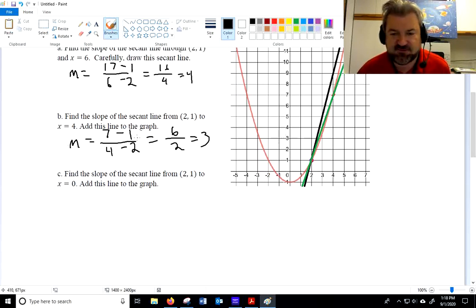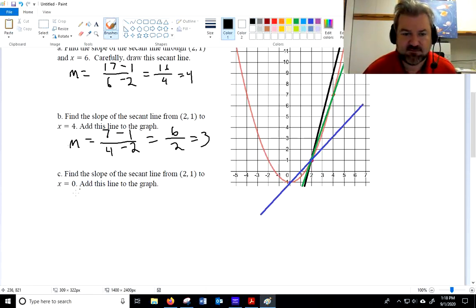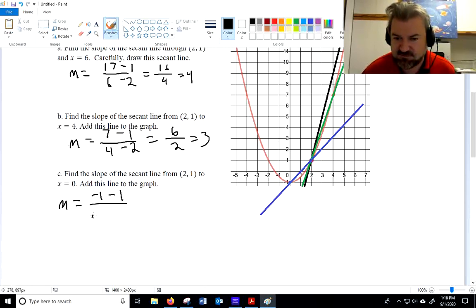All right, let's find the slope of the secant line from (2, 1) to x equals 0. So this time we're going to go to x equals 0, apparently. Well, that would be like here, right? Through here. So that's quite a bit less steep, right? All right, and that would be the y coordinate at 0, which is negative 1, minus the y coordinate at 2, which is 1, over the x coordinate of 0 minus the x coordinate of 2. So it's negative 2 over negative 2. That's just equal to positive 1.